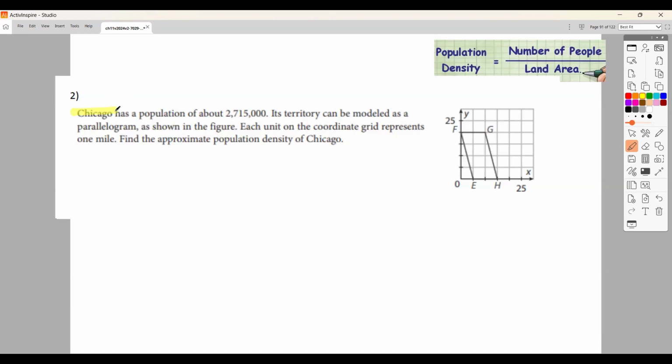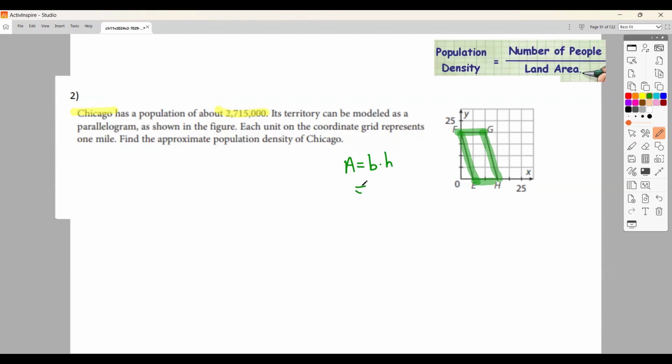Okay, so population is 2,715,000. Great, we got the population, but we need the area. So if you look at the coordinate plane here, this mimics a parallelogram. So we need to find the area of a parallelogram to approximate the population density of Chicago. Remember that the area of a parallelogram formula is base times height.